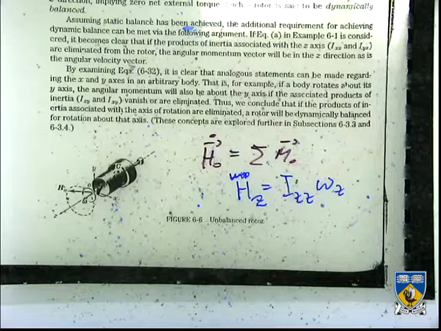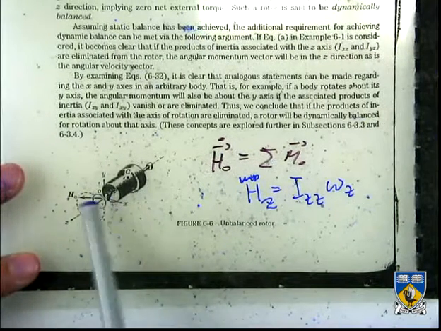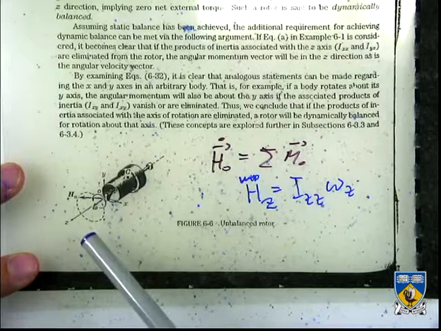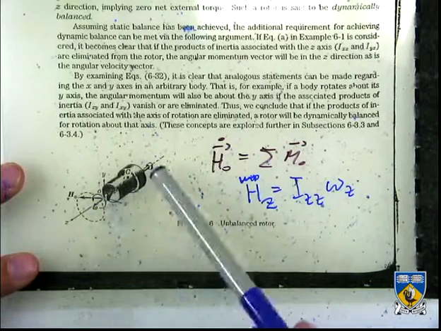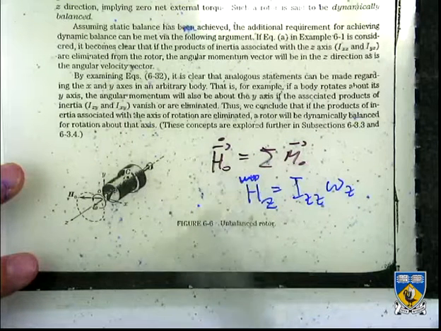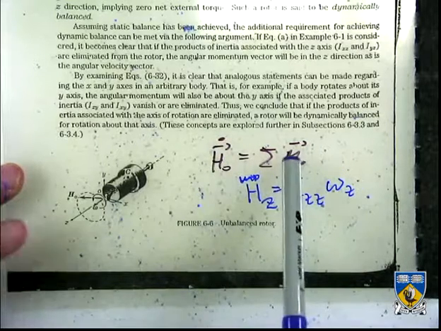Okay? So what is dynamic balancing? Dynamic balancing is making sure that H0 is along omega. If H0 is along omega, along the z-axis, it will not change while this thing rotates, right? So this will be 0 and there will be no external moments.